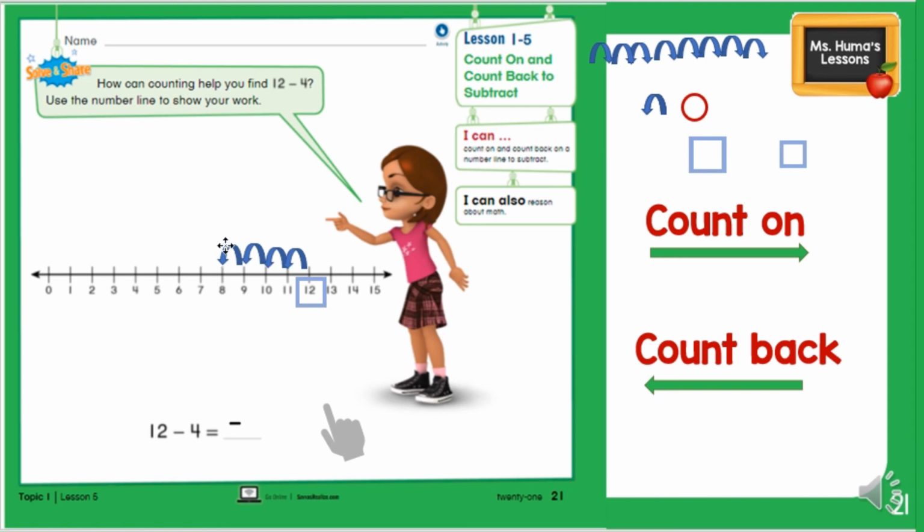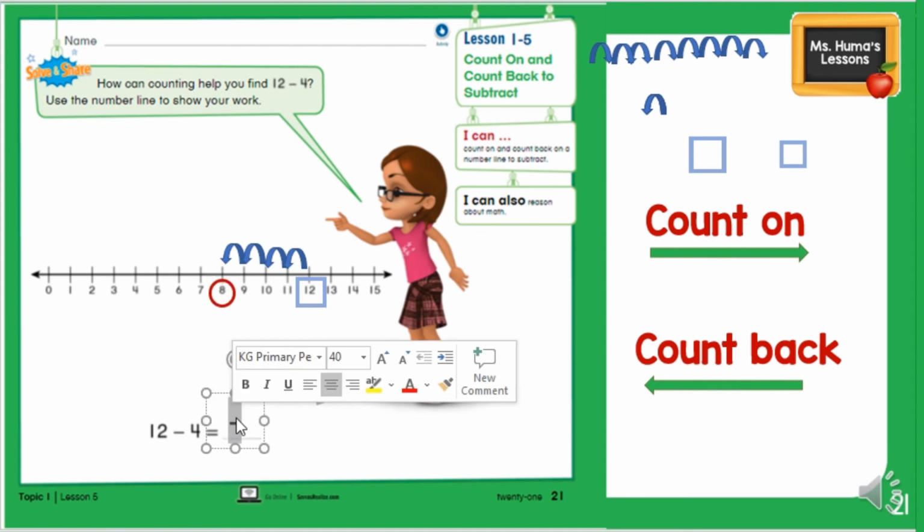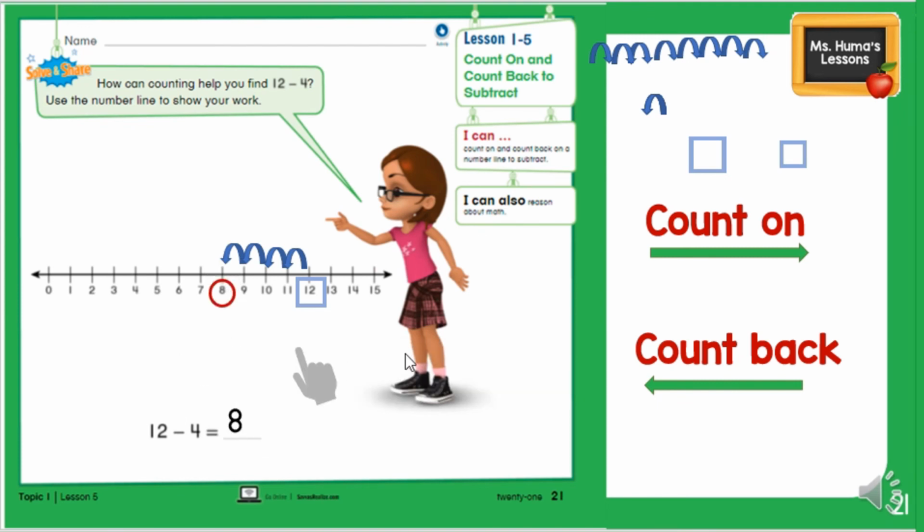Now this is the count back method. Using this, as looking at the smaller number, I have made the number of jumps. Now I'm going to see where I have reached. I have reached on number 8. This is the number I'm going to write here, and you see every time I reach the same answer. Either I use the count on method or the count back method.